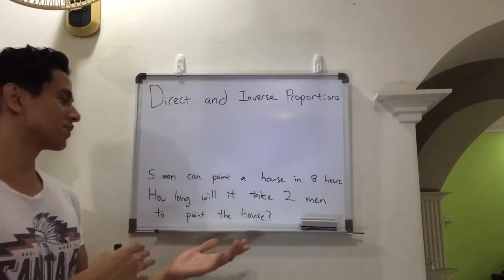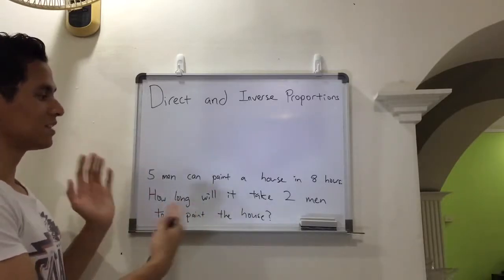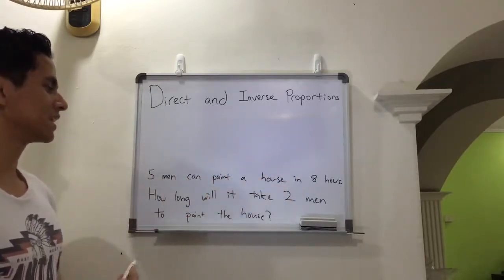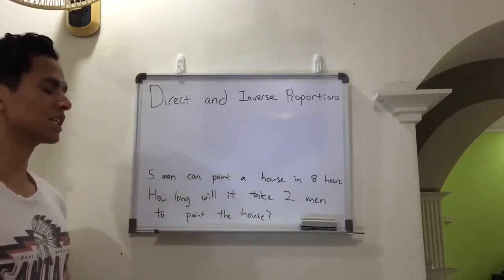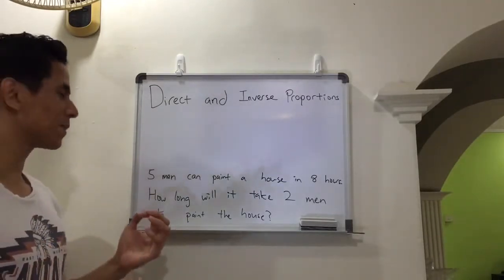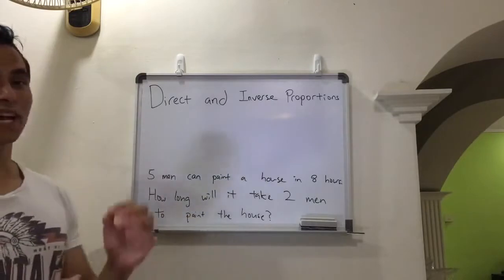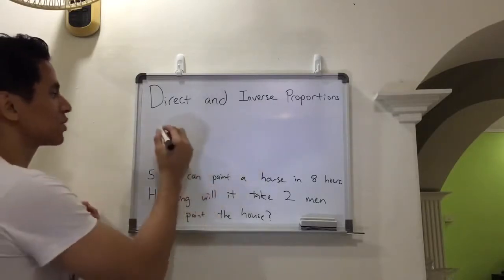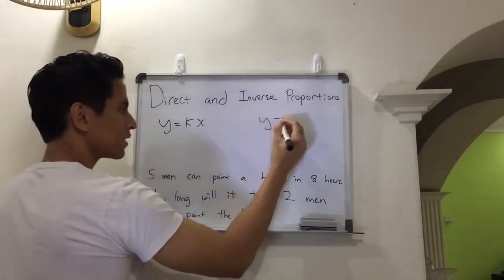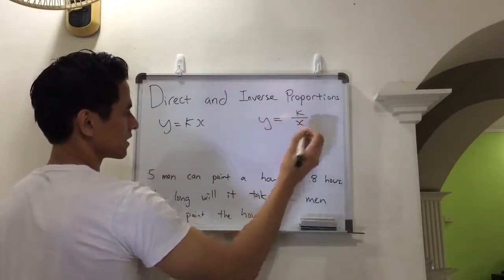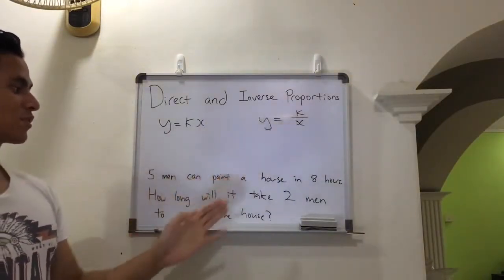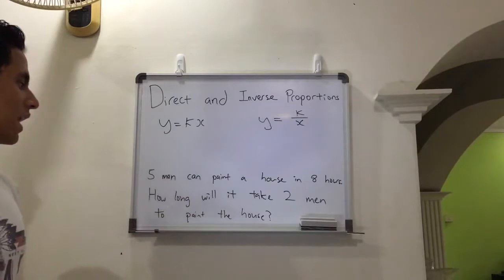So okay, without further ado, we have this question here. In this example, we have to realize that they are talking about an inverse proportion. And how are we able to realize it's inverse proportion and not direct proportion? That's a very important thing here. Because if we were to use y equals kx instead of y equals k over x for this question, we would be wrong. And how do we identify?